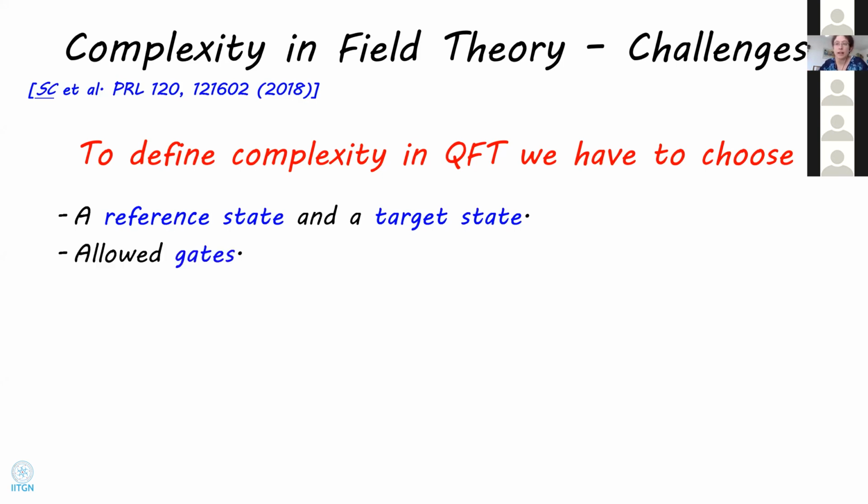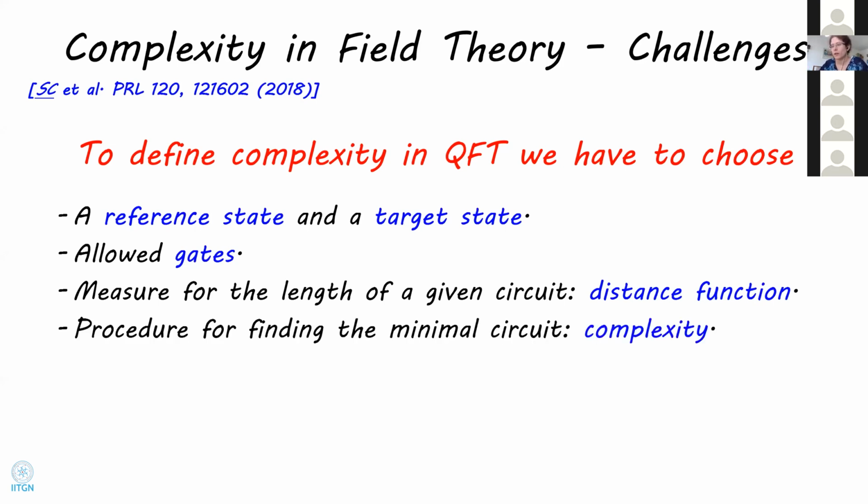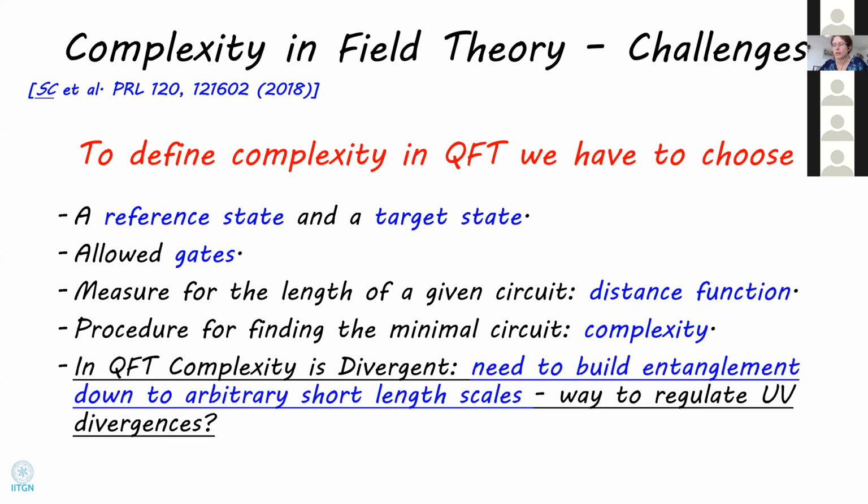We need to select allowed gates or maybe Hamiltonians. We need to define a way to measure the length of a given circuit, so to associate a distance function that tells me which gates cost more than other gates. And then there are technical points: we need to know how to find the minimal circuit with all these definitions.